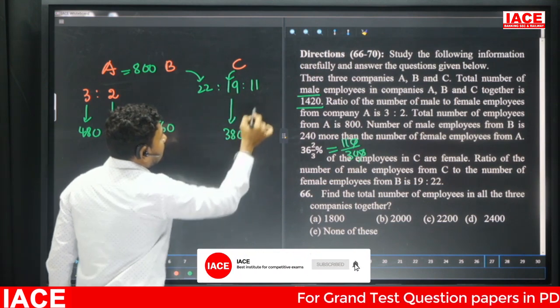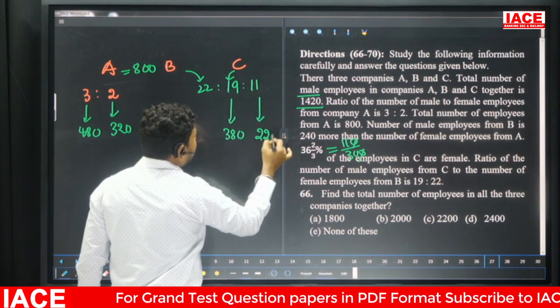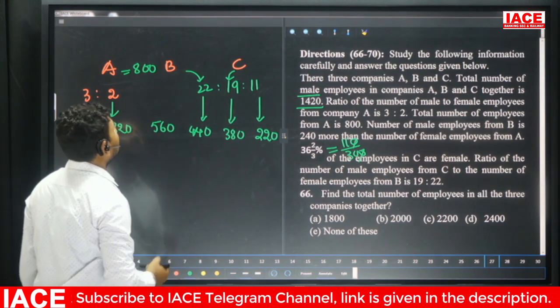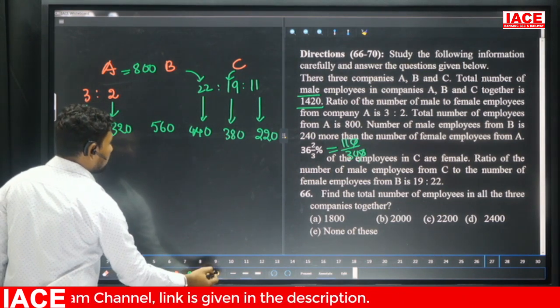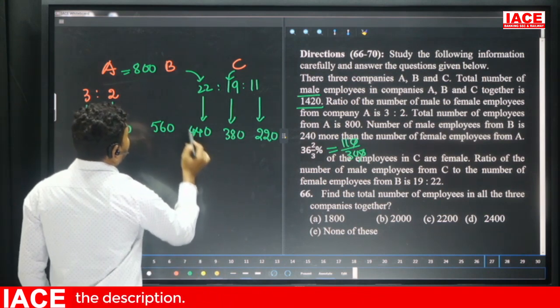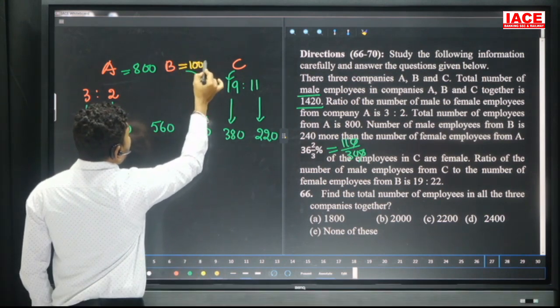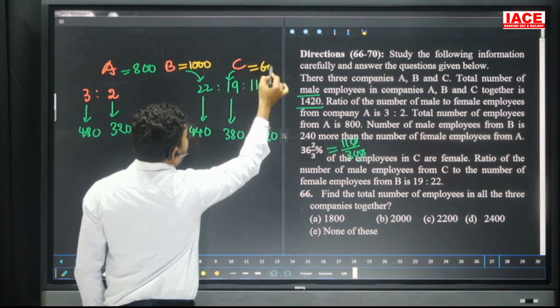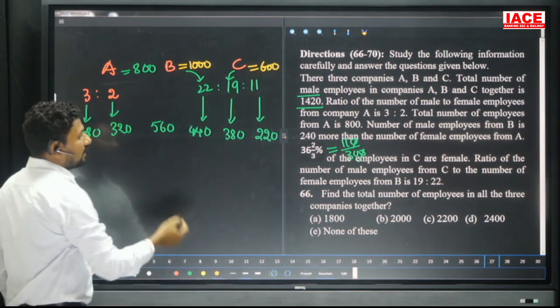19 double is 380, 11 double is 220 and 22 double is 440. Based on this we are calculating everything now. So now fill the remaining values also. Here 560 plus 440 is equal to 1000. B total value is 1000. C value 380 plus 220 is equal to 600. So now we have the data, we should simplify.